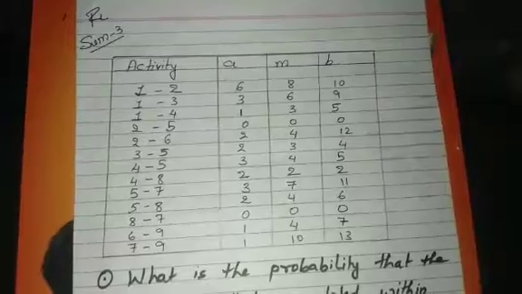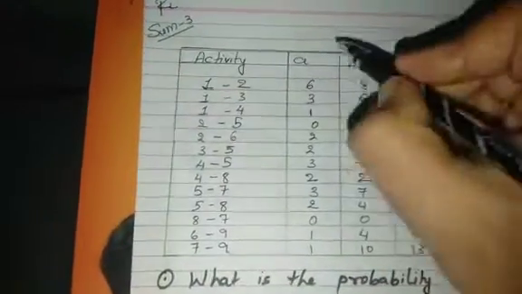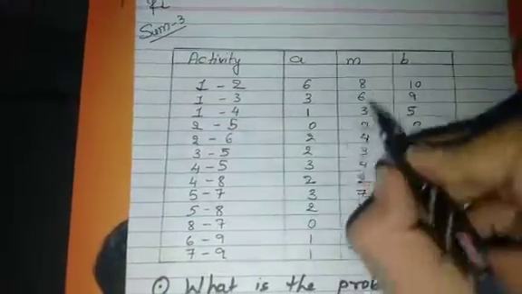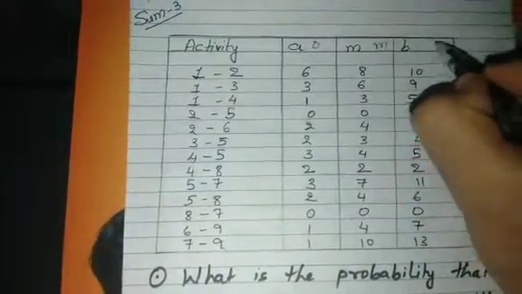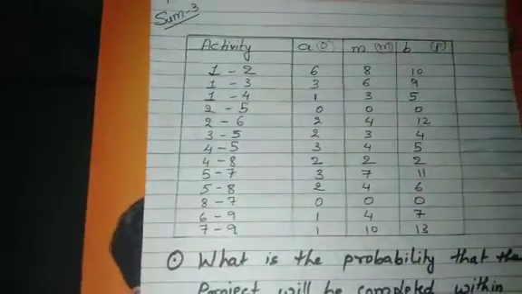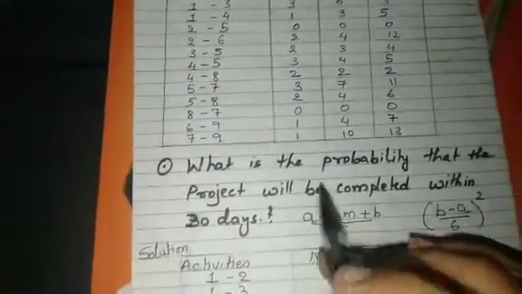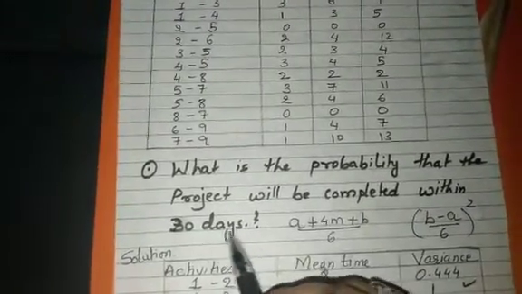Now we are seeing the next sum of PERT, which has some twist. The activities are given, that is from 1 to 2, 1 to 3, 1 to 4, and same way it has been given. Again, the three different times, that is optimistic time, most likely time, and pessimistic time, have been given. Now we have to find out, again they have added, what is the probability that the project will be completed within 30 days.